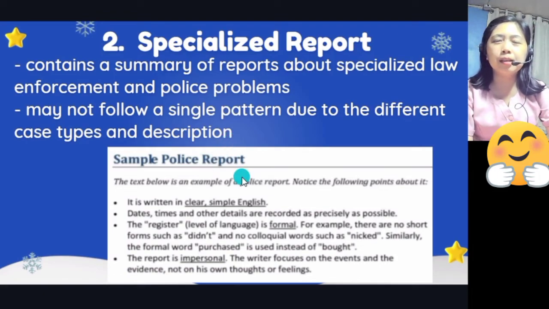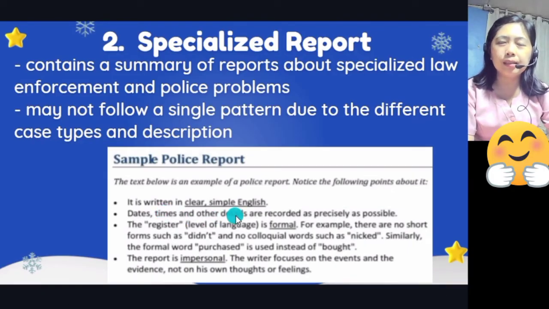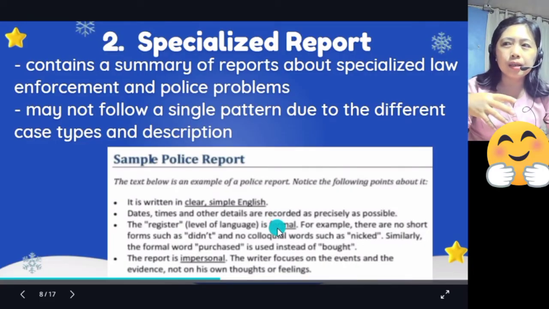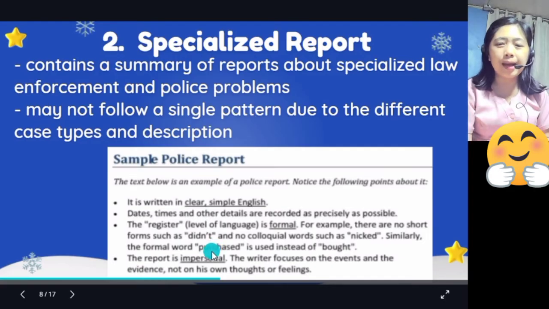So most likely, it is more of the description, okay, he will just describe it. The important thing in a police report is that it must be clear and simple English. The date and the time, and the details are recorded exactly as what you have taken from your interview, and the collection of the essential information. Okay. And also, the level of language is formal, to the point that you cannot use contractions.